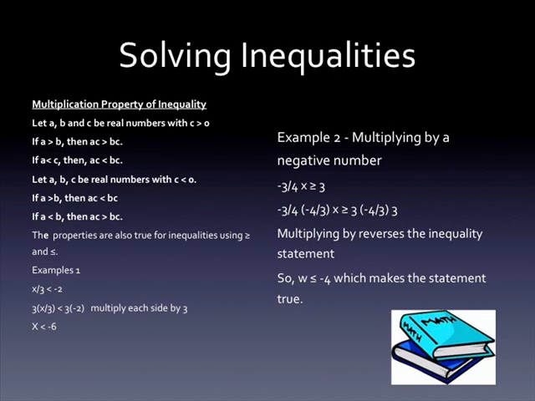Multiplying by a negative number. Negative 3/4 w is greater than or equal to 3. If we multiply both sides by the reciprocal, negative 4/3, it reverses the inequality statement. So, w is less than or equal to negative 4, which makes the statement true.